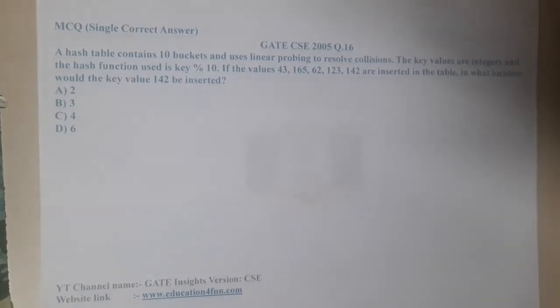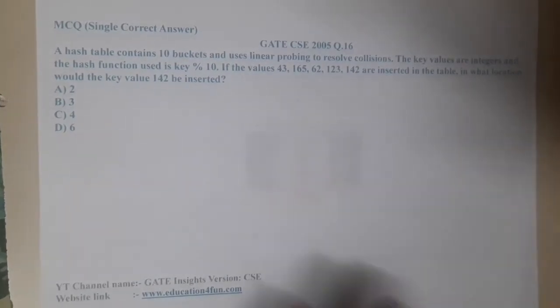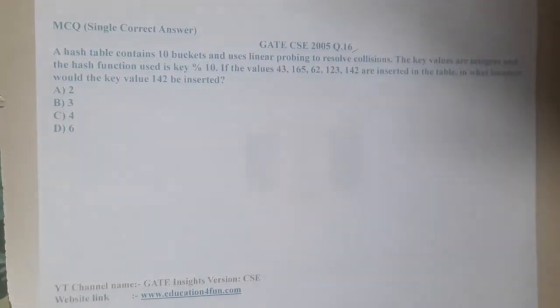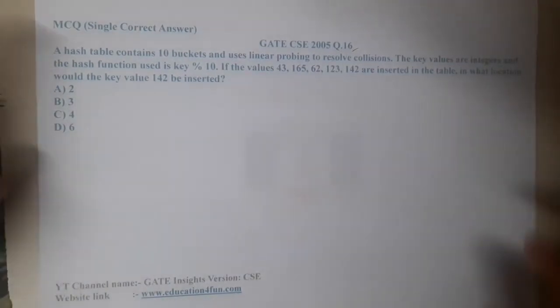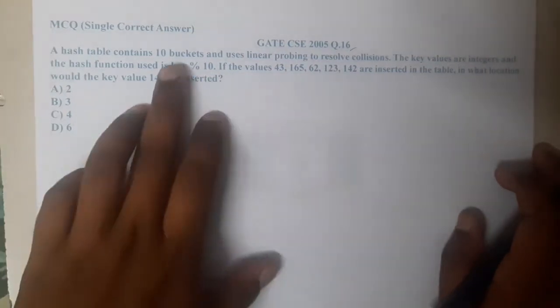Hello guys, we are back with our next lecture. In this lecture, let us go through the next question. So this question belongs to GATE CSE 2005 question 16 guys. Okay, so the question is there is a hash table containing 10 buckets.